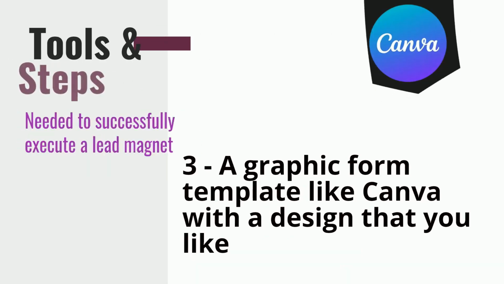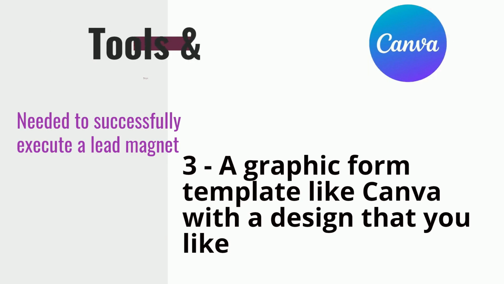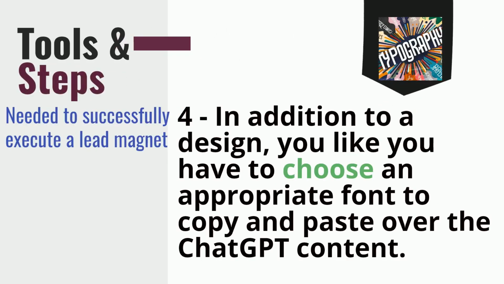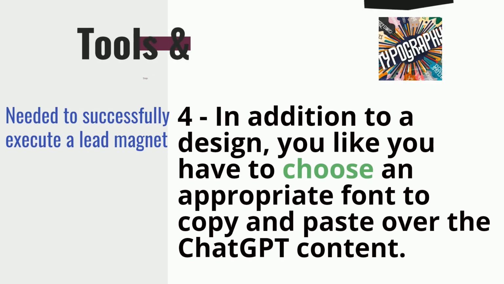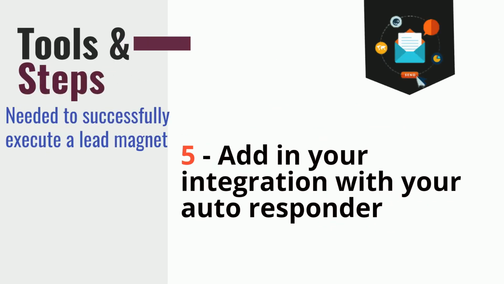Number 3, a graphic template like Canva with a design that you like. Number 4, in addition to a design you like, you have to choose an appropriate font to copy and paste over the ChatGPT content. Number 5, add in your integration with your autoresponder.